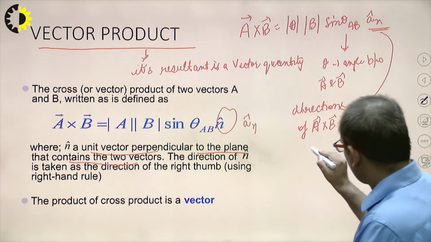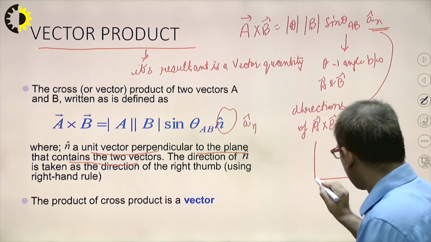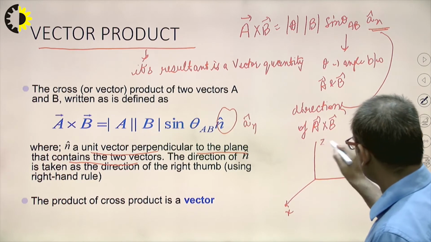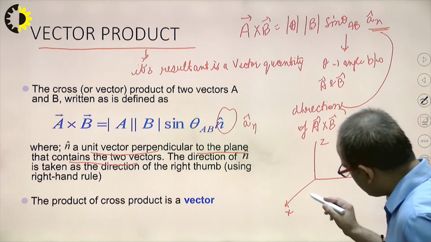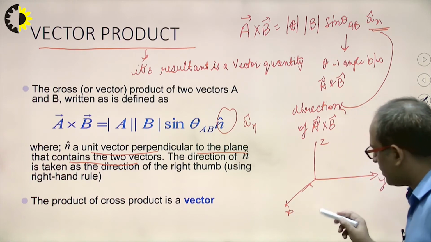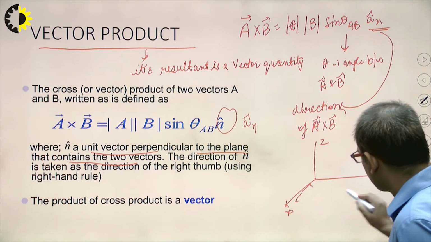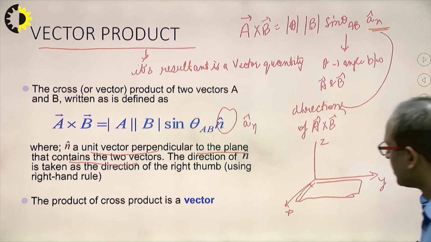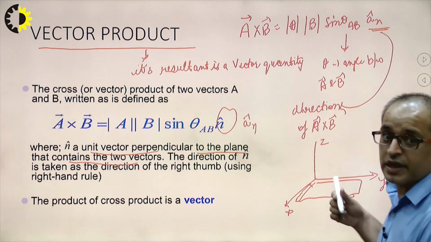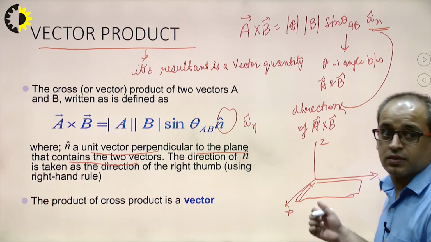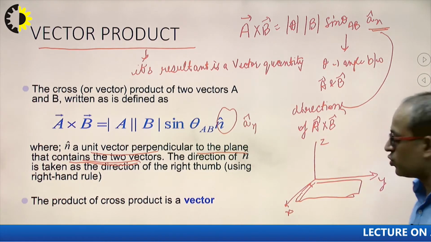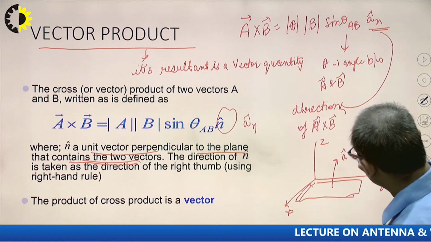Means if I say x, y and z, if I say a vector is in this plane and a cross b vector is in this plane, so what does the resultant imply? It says that the unit vector of the cross product of these two vectors is perpendicular to the plane that contains the two vectors. Means a cap n will be in this direction.